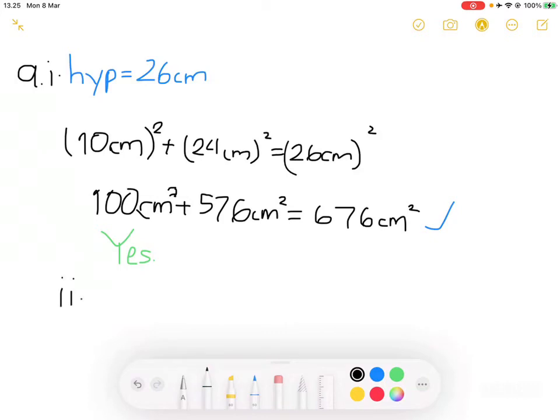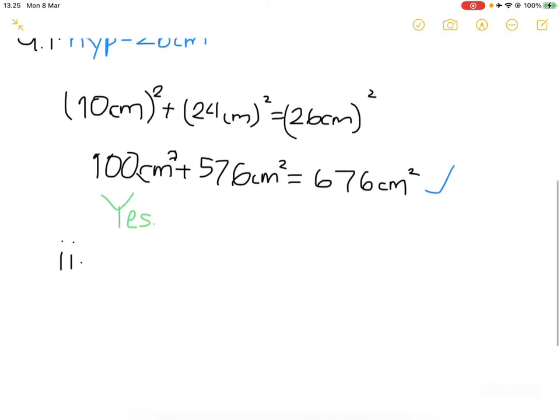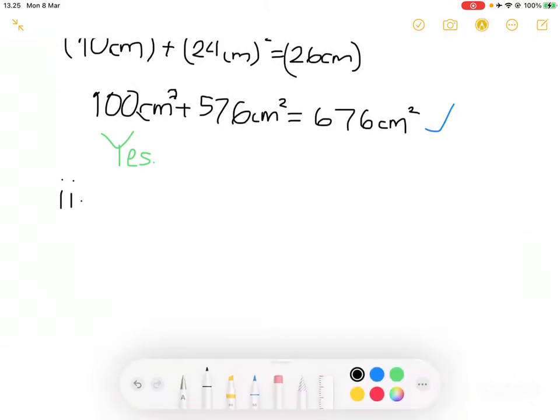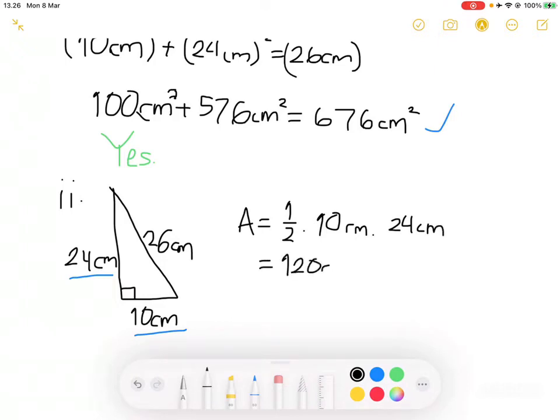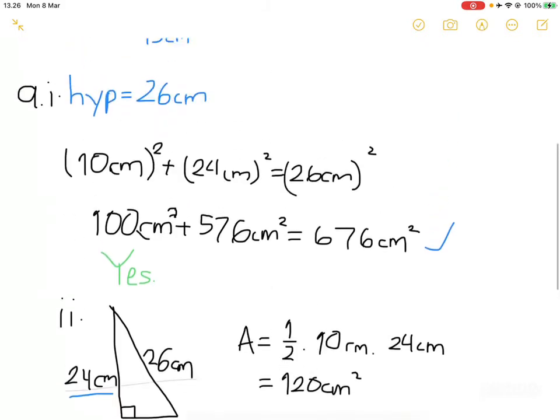For the area, we can just draw this triangle for our guidance. So I have 10 centimeters right here, 24 centimeters, and 26. Now we're only going to use 24 centimeters and 10 centimeters because the area of the triangle is a half times base times height. This is a half times 10 centimeters times 24 centimeters, which is 120 centimeters squared. So that's it for part A.